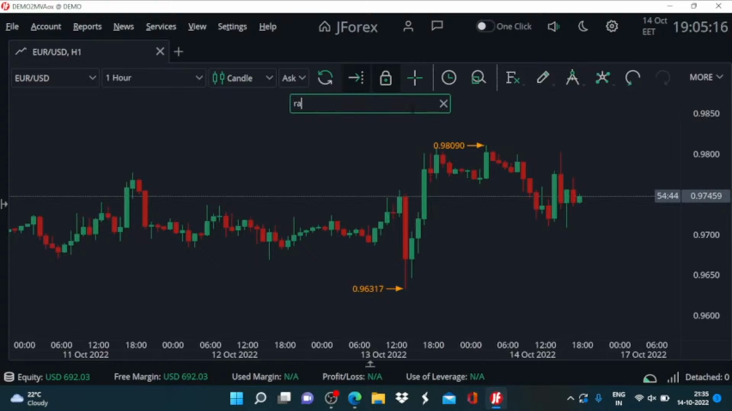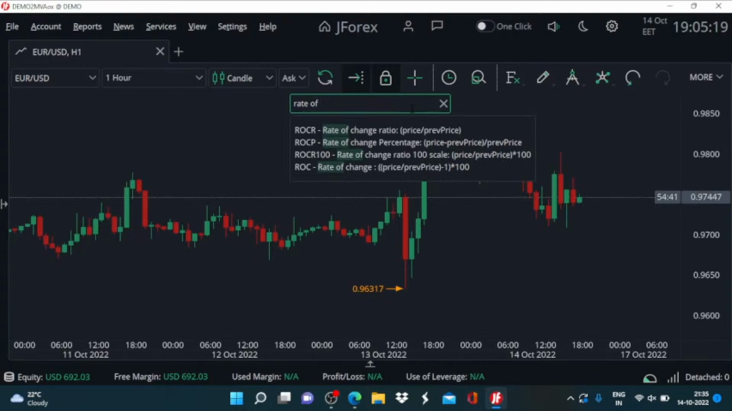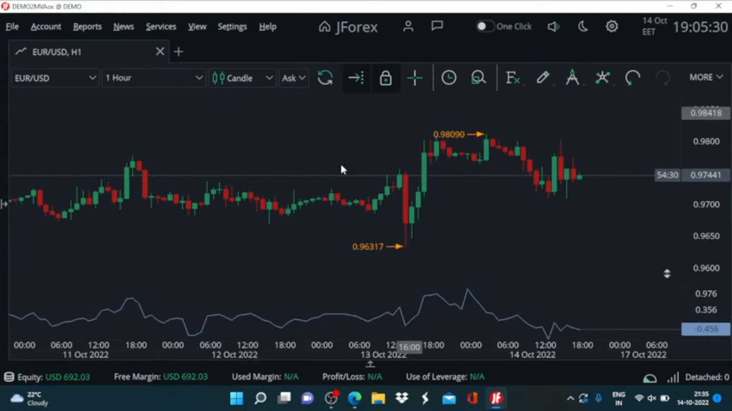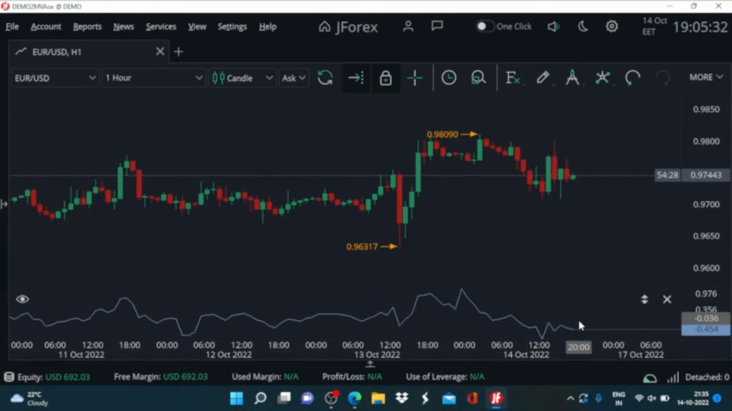So I am typing it in, and here we have it: price divided by prior price minus 1 multiplied by 100. All right, so this is the indicator. Now this is being done with the default parameters. The calculation period is 10.